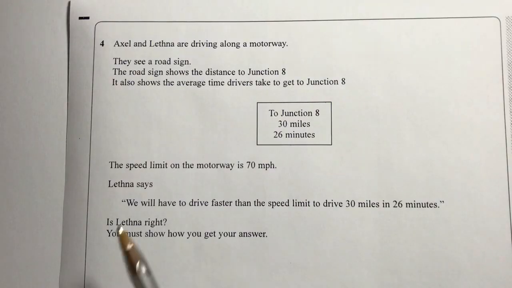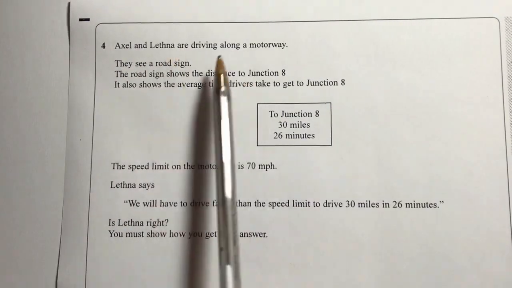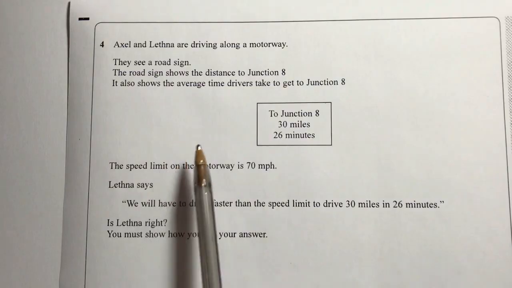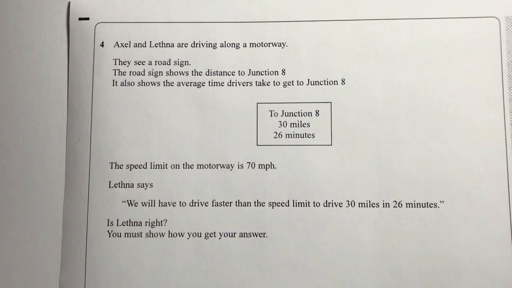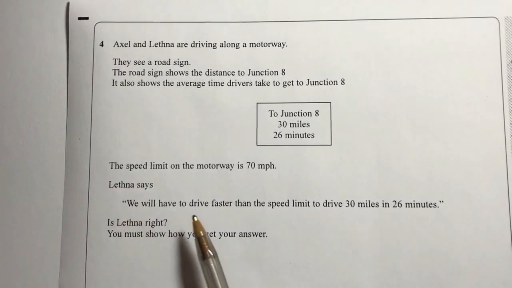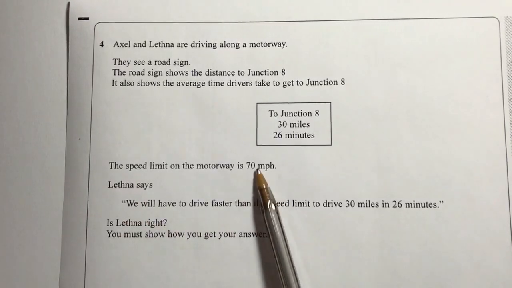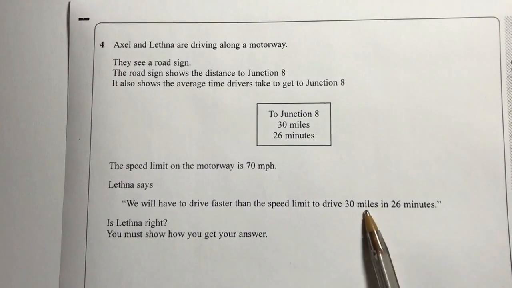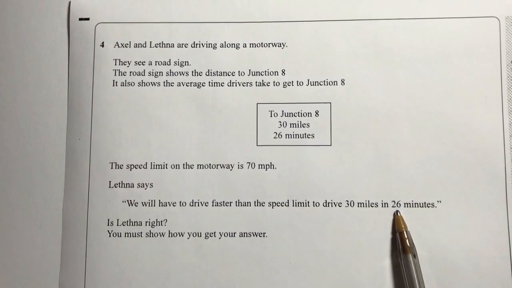Okay, so it's fine to say that they're driving along a motorway, they see a road sign with the distance to junction 8, average time, all that sort of thing. What it says really is that Lengther says we'll have to drive faster than the speed limit of 70 miles an hour to drive 30 miles in 26 minutes. And that's really the core of the question. What they're basically saying is, is this faster than 70 miles an hour?